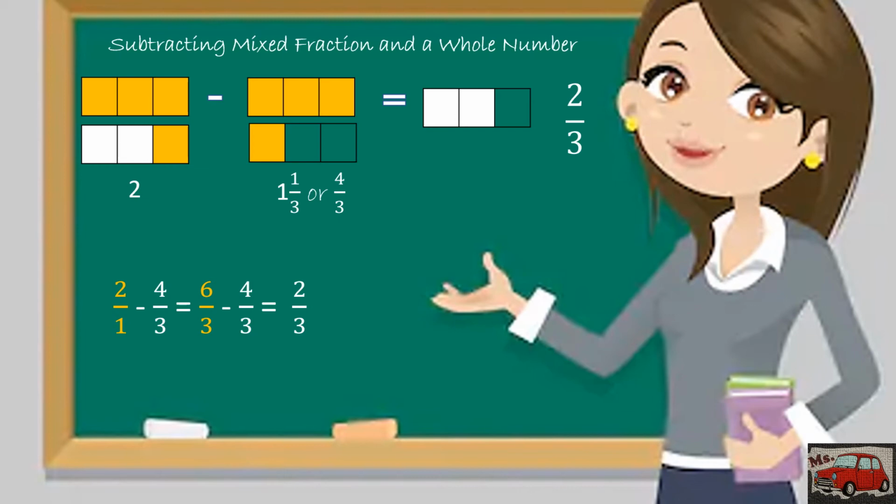Okay? So, since magkaiba pa rin sila ng denominator, so let's get the equivalent fraction of 2/1, and that is 6/3. So, same na sila ng denominator, so i-minus na lang natin yung numerator. So, 6 minus 4, that is 2, so the answer is 2/3. Same lang naging sagot natin kanina sa figure.